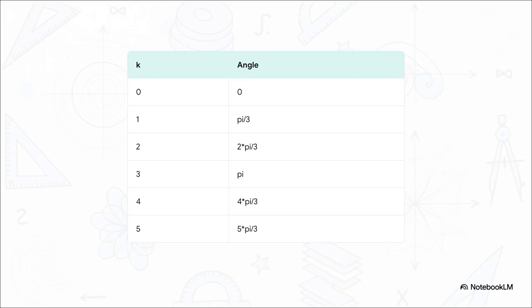Start at k equals 0, the angle stays 0. At k equals 1, we shift to pi over 3. And this pattern just marches on beautifully: 2 pi over 3, pi, 4 pi over 3, right up until we hit our final root at k equals 5, giving us 5 pi over 3. 6 distinct k values, exactly 6 perfectly spaced angles.